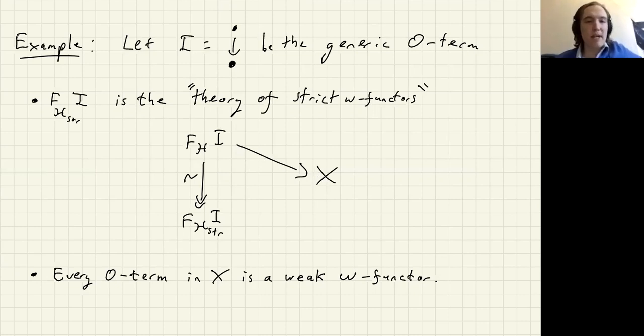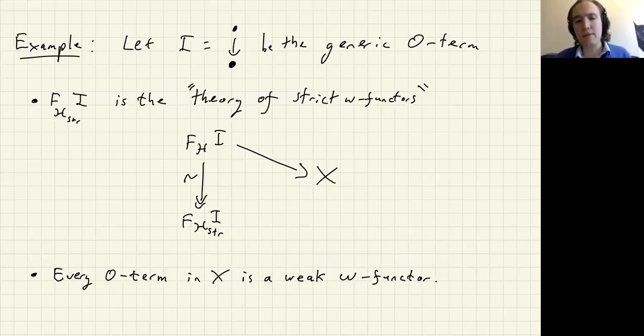So in this example that I've listed on the slide, I've let I be the generic zero term. So that's really the globular theory that just has an arrow, nothing else. We then freely add homomorphism types, and by adjointness, a map from the theory of arrows of homomorphism types into X is the same as an arrow in X. And then using this result, we always have a kind of span like this.